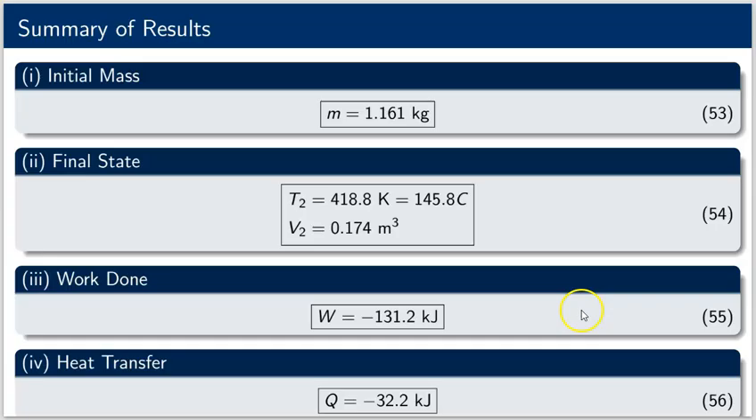So, the summary of the results: initial mass m is equal to 1.161 kg, T2 is 418.8 Kelvin, that means 145.8 degrees centigrade, while T1 was 27 degrees centigrade, and V2 is 0.174 meter cube. Work done is minus 131.2 kilojoule, and heat transfer Q is equal to minus 32.2 kilojoule.